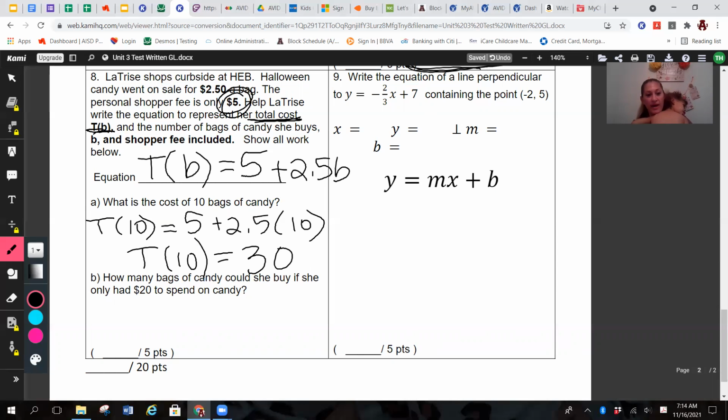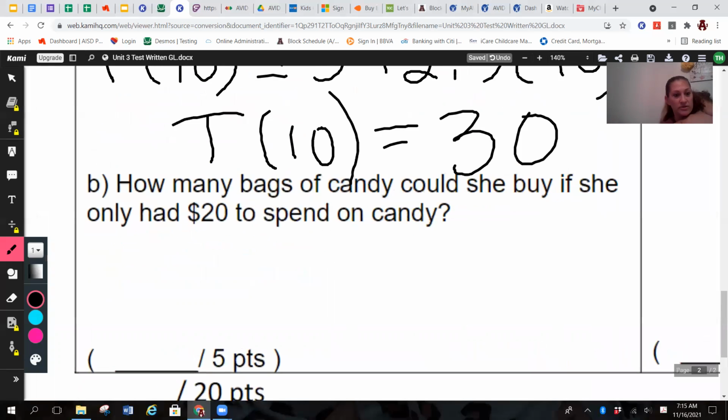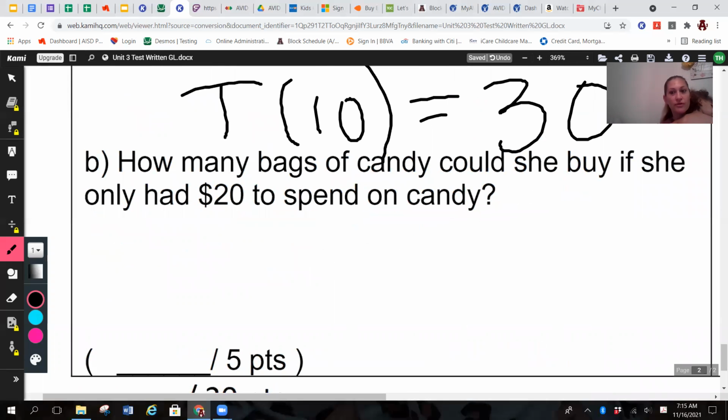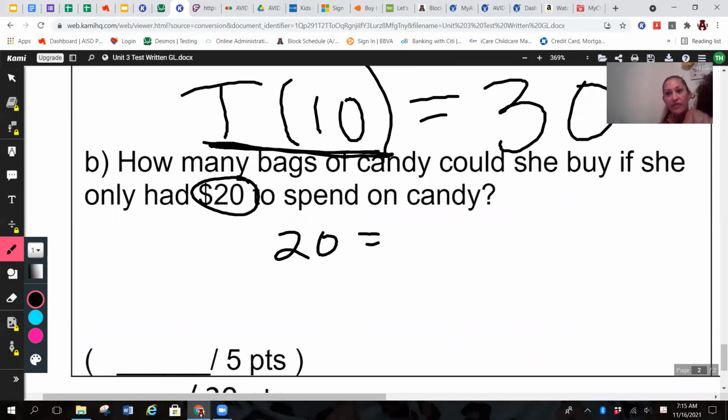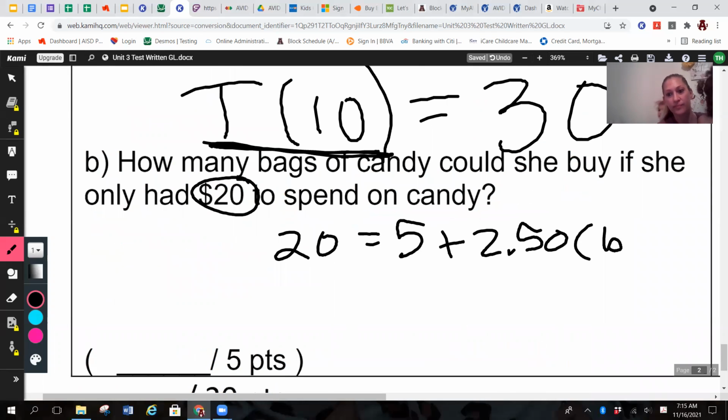Okay, how many bags of candy would she buy if she only had $20 to spend? So here they're not telling me how many bags she buys. They're telling me they only have $20. So $20 is their total cost. So $20 would equal, and then the normal equation is $5 plus $2.50 a bag. So first thing you're going to do is solve for B. You're going to minus 5 from both sides.